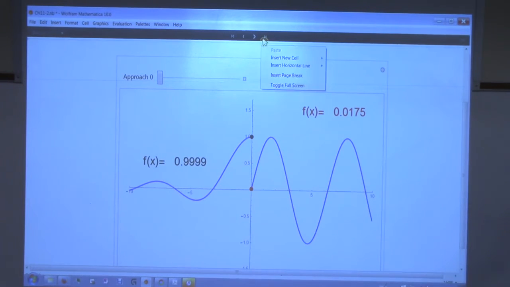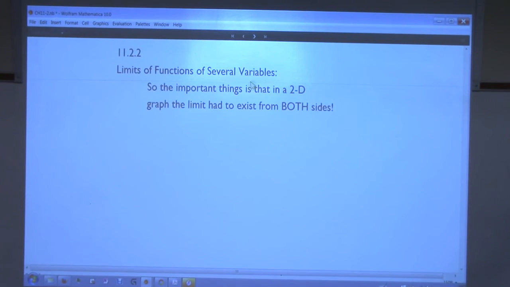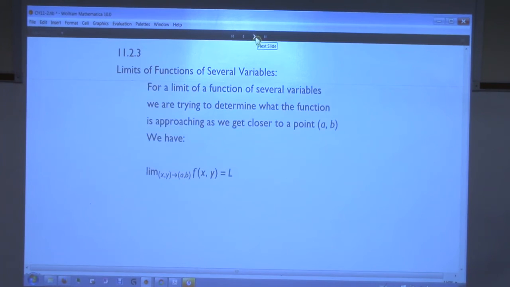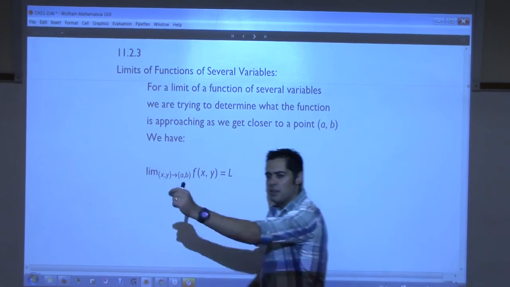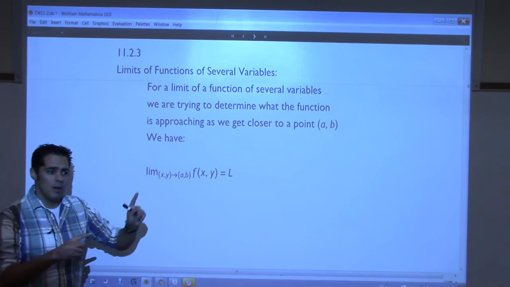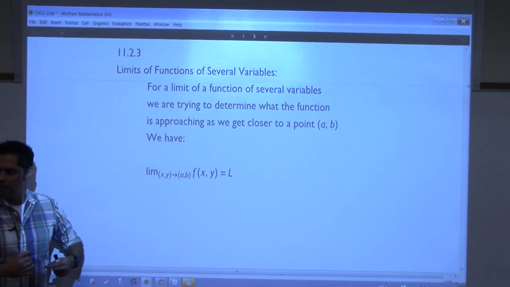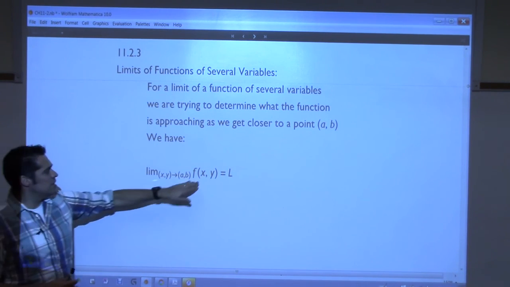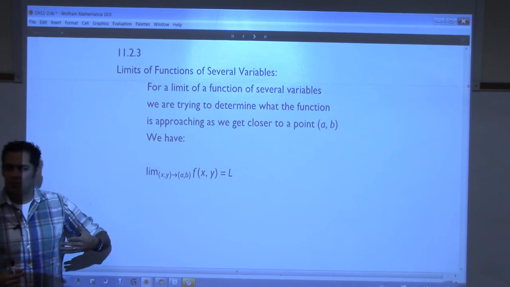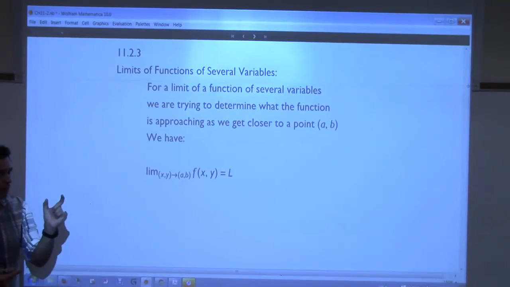All right, doesn't seem so bad. The important thing in two-dimensional space was that the limit had to exist from both sides. That was the main thing. Now, here's the actual notation that we use for limits with functions of 2 variables. When you were in a limit in Cal 1, x was approaching something, right? You were just approaching along the x-axis. But now our function is a function of 2 variables, so your input is actually an ordered pair.